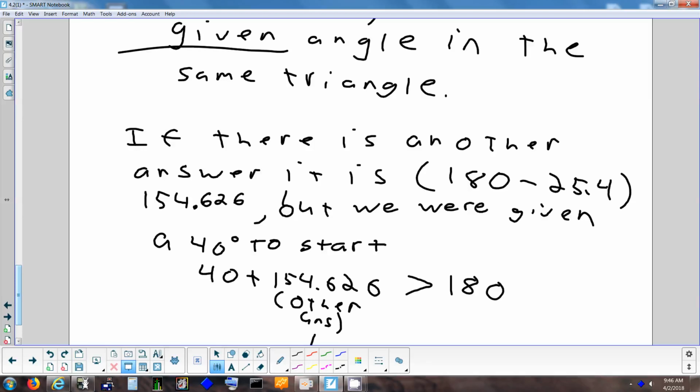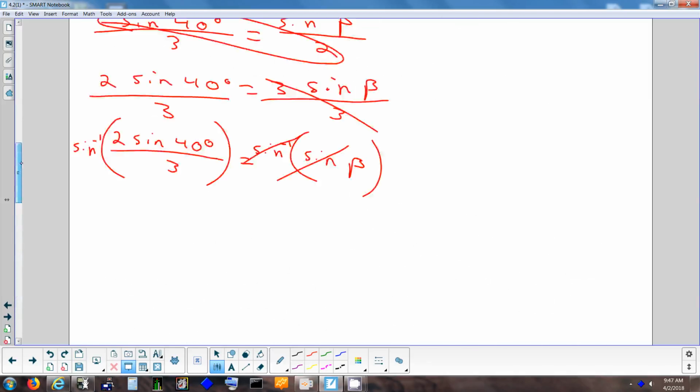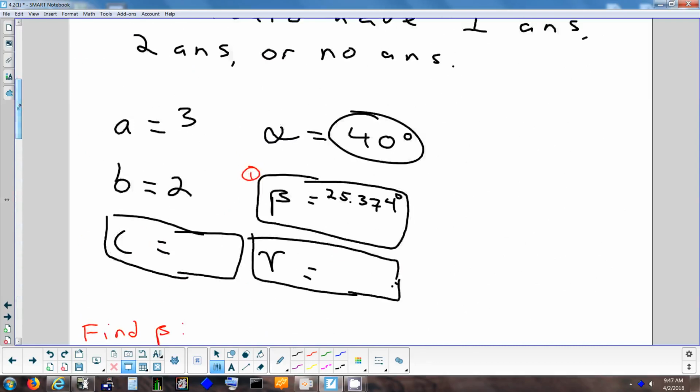Okay, so any questions on how we got the first answer, how we got the second answer, and then how we figured out the second answer in this problem? We can ignore it. All right. So now from here, we can finish it just like normal. We've got 2 out of 3 angles. Now we can add them up, subtract from 180, and now we can finally get gamma.